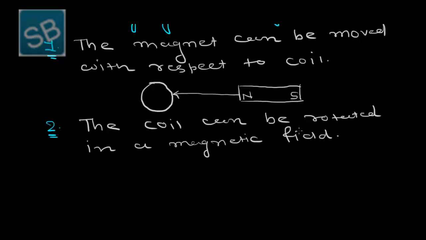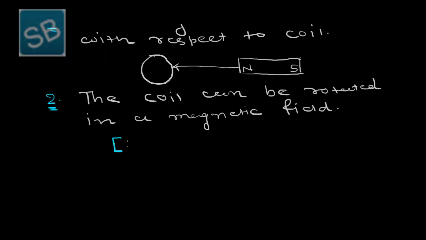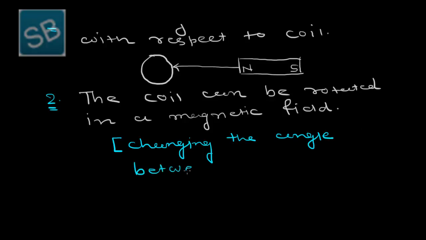So what happens in this case? Here we are only changing the angle between the surface area and the magnetic field. So we are not actually rotating the coil, but we are changing the angle between area and magnetic field.